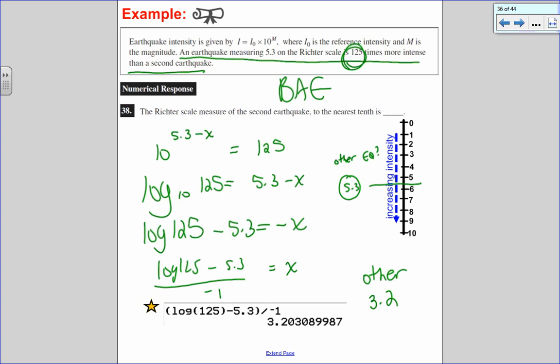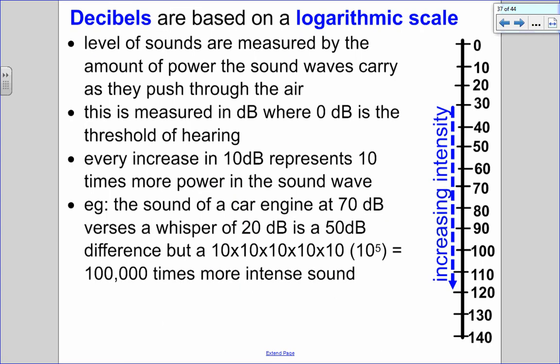Okay, let's move on to our last unit, part of word problems, which is decibels. So decibels are also based on the logarithmic scale. Now these ones are a little bit different. So pH and decibels are the ones that are a little bit different. pH is different because we had two different parts of the number line, above 7 and below 7. Decibels are a little bit different because we're going up by units of 10.